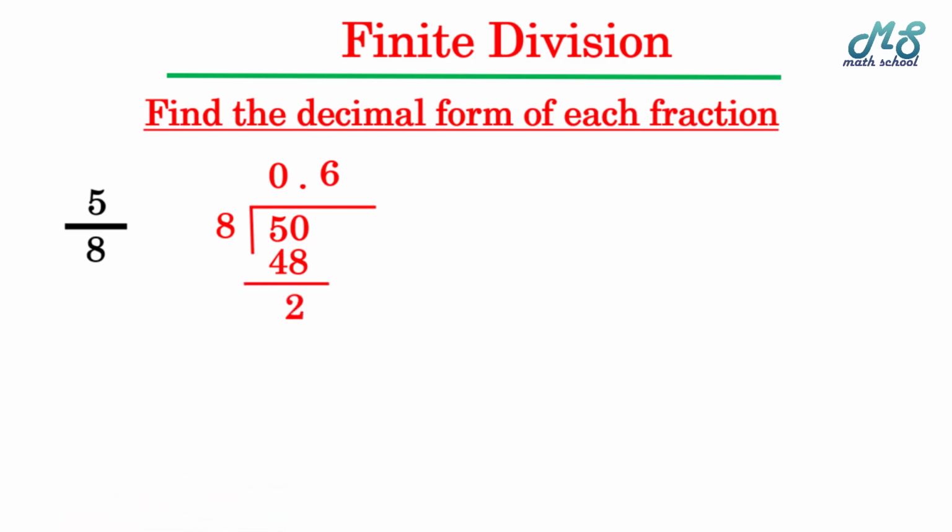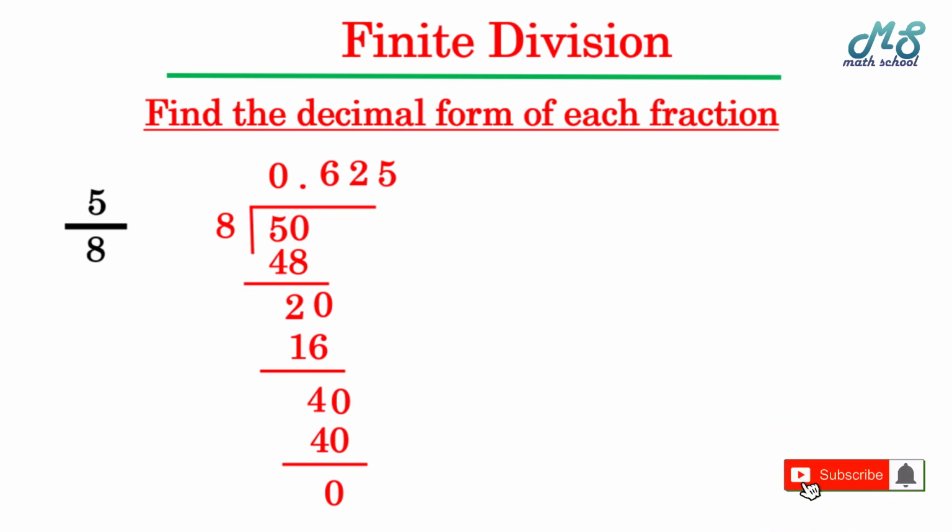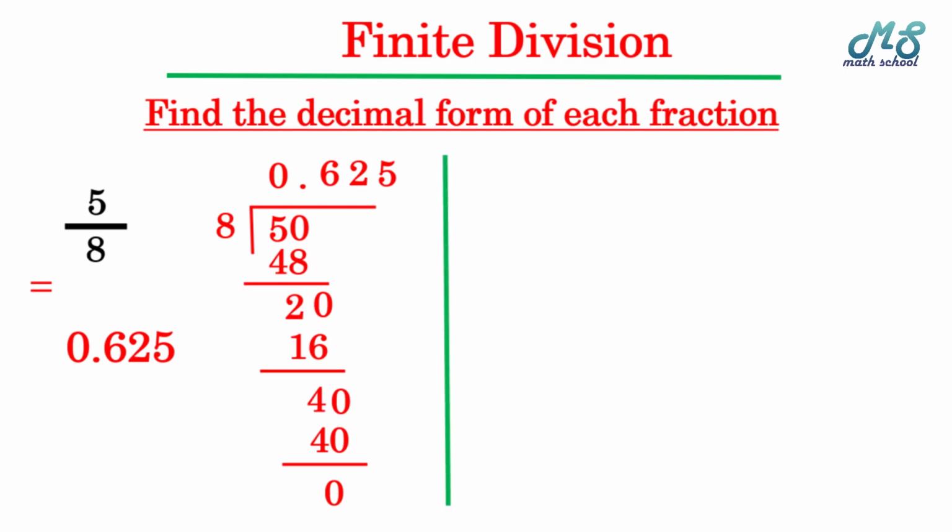You can, guys, insert 0. It's easy, guys. 20 divided by 8 equals 2. 2 times 8 equals 16. Now subtract, it will be 4. We can write 0, guys. It's very important. It will be 40. Now 40 divided by 8 equals 5. Now 5 times 8 equals 40. The remainder will be 0. Now the decimal form of the fraction 5/8 equals 0.625. So don't forget, guys, we can write the decimal form of any fraction by using what, guys?